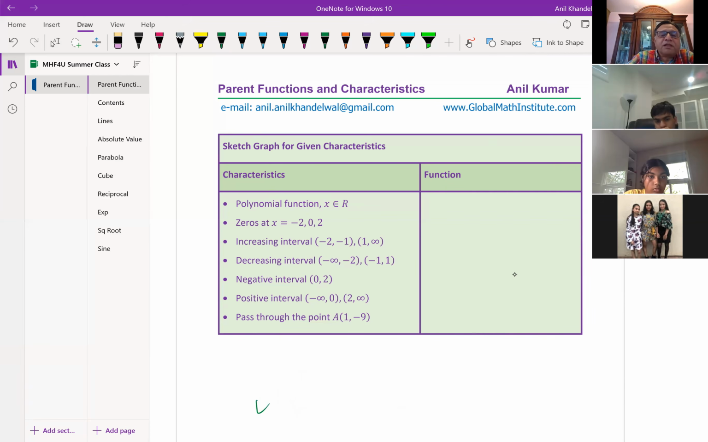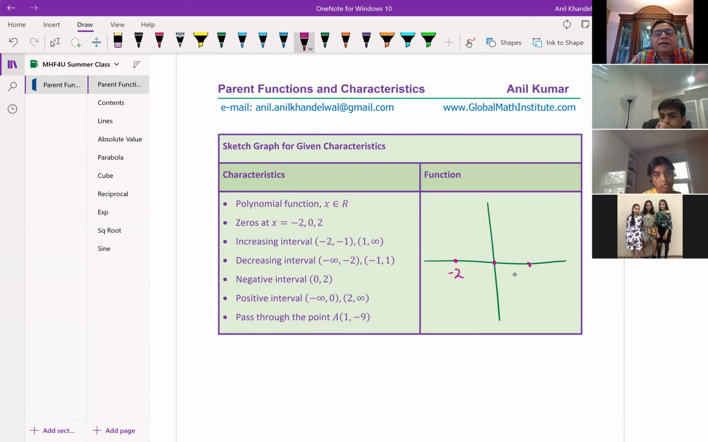Okay, and in which we have zeros at -2, 0, and 2. It really means that if I want to sketch, then when I say zeros at -2, 0, it is going to cross the graph at this point, which is x equals -2. Then we have a zero at 0, and then we have a zero at 2. These are the x-intercepts, okay?